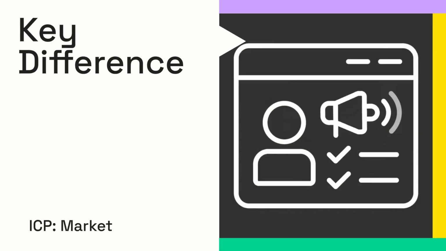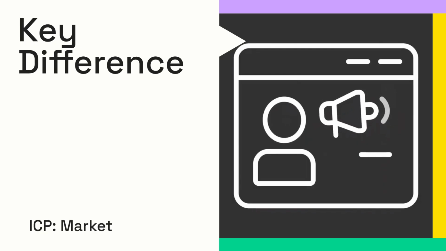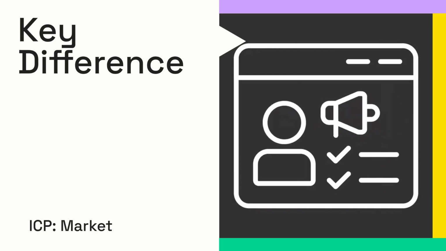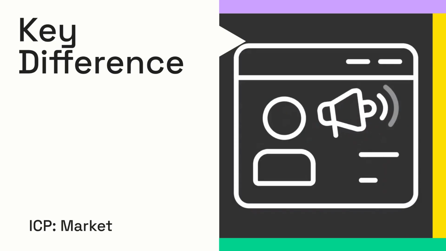For example, your ICP might be B2B SaaS companies, 50 to 200 employees, with $10 to $50M in annual revenue. Your buyer persona within that ICP could be Sarah, VP of Marketing, who is frustrated with manual processes. The key takeaway: your ICP determines your market, while your persona determines your message.